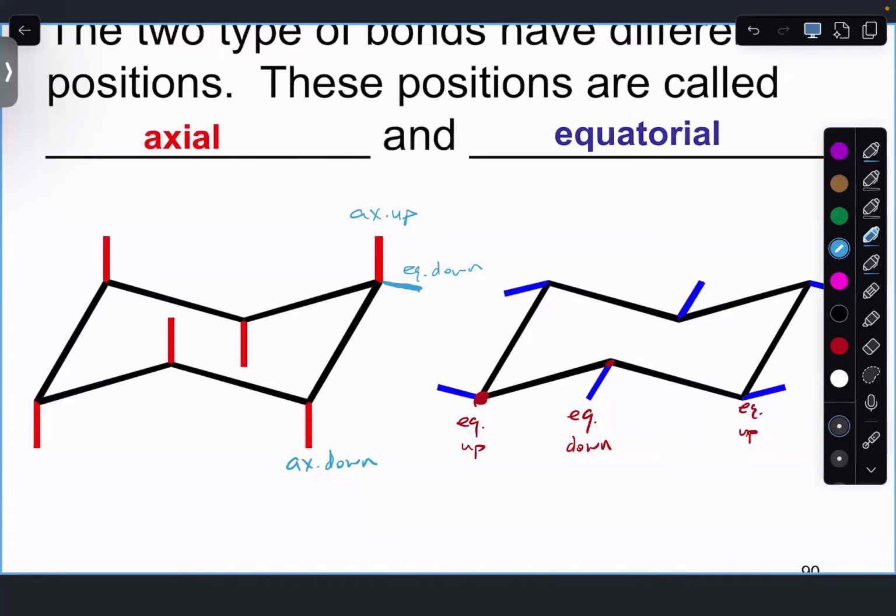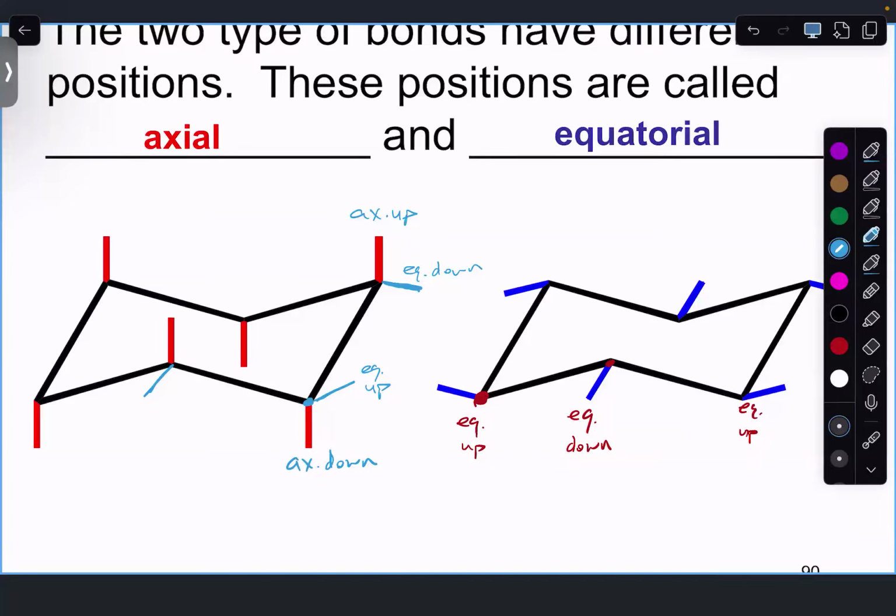All right, go to the next carbon. We can see I've already labeled the axial down on this next carbon. So the equatorial here would have to be going up. And just around the ring. That axial is up, so my equatorial is down.